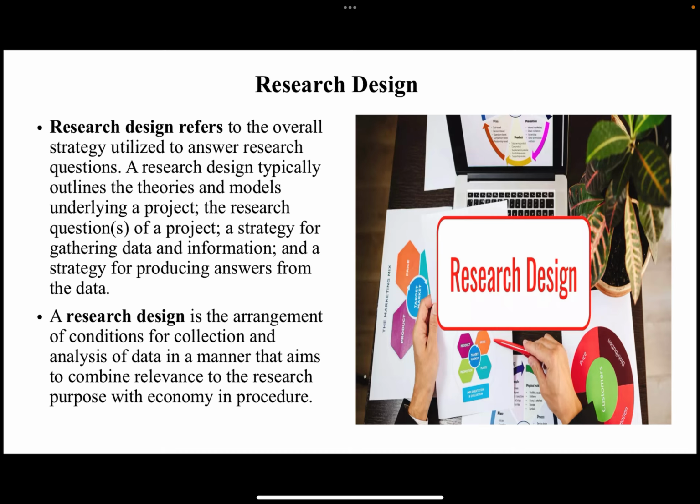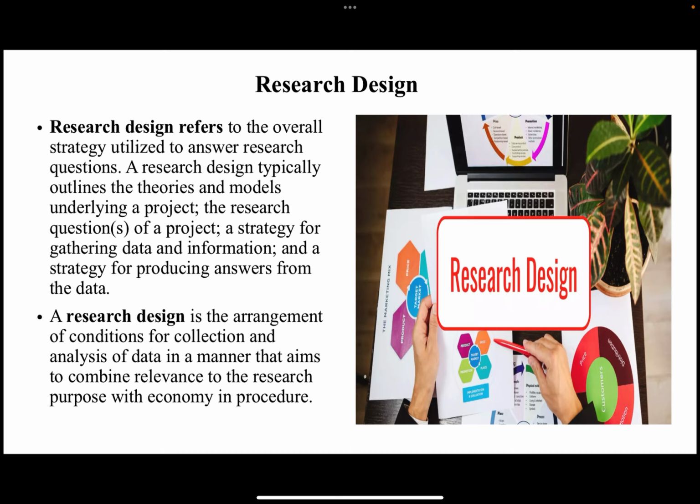Now, research design basically refers to the strategies that you are going to use to get information to answer your research questions. That is a research design. Okay, so it's more like a strategy that you are going to use to gather data, gather information, to produce answers to your research questions. That is a research design.